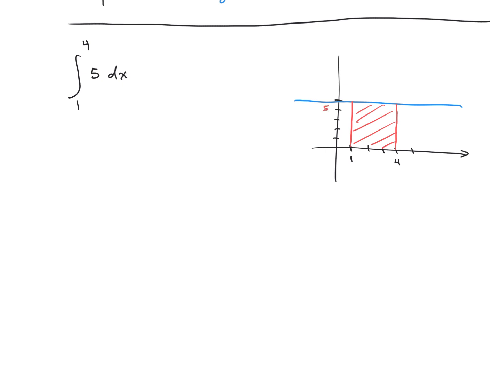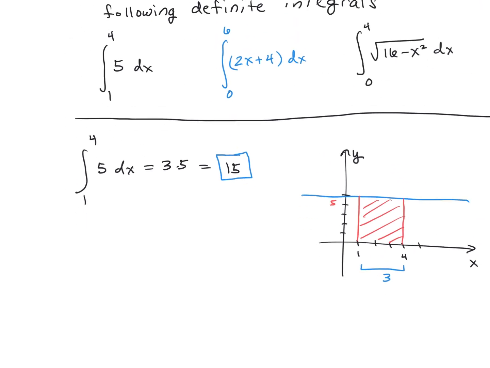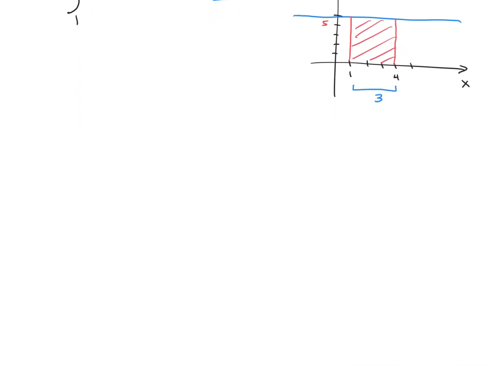So the idea is just a rectangle, and we can just find the width and the height. So from 1 to 4, we know that's going to be a measurement of 3. And you already know that the height is 5, so the value of this integral is going to just be 3 times 5, or 15. And again, in coming sections, when we do some calculus with this, we're going to actually go through and use integration to find these.